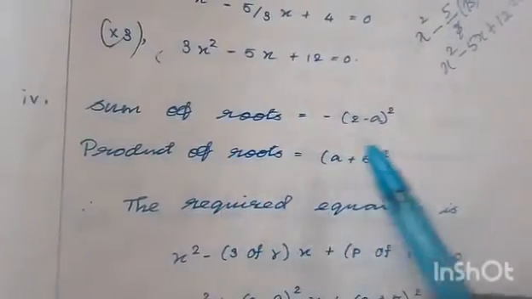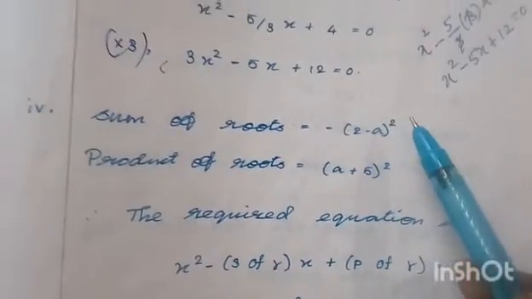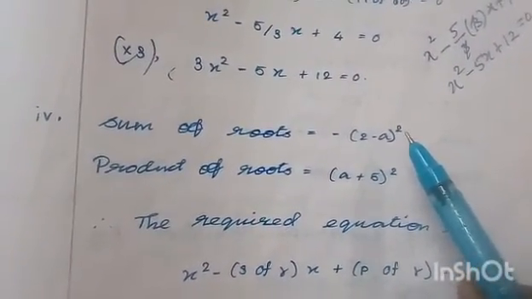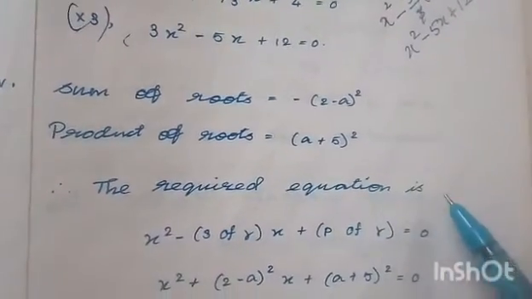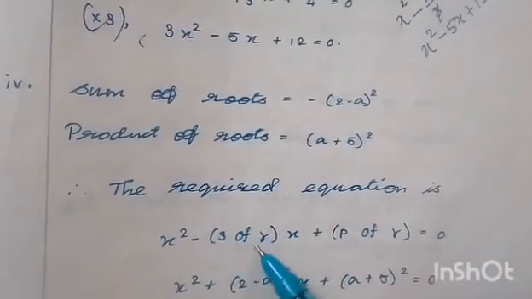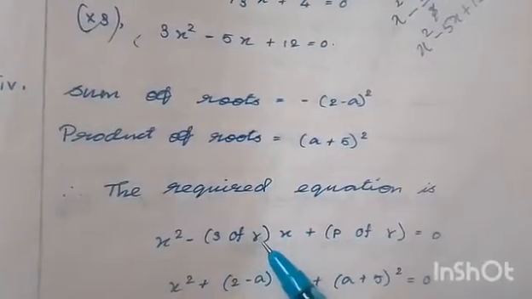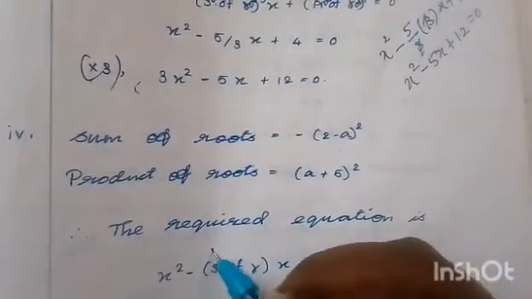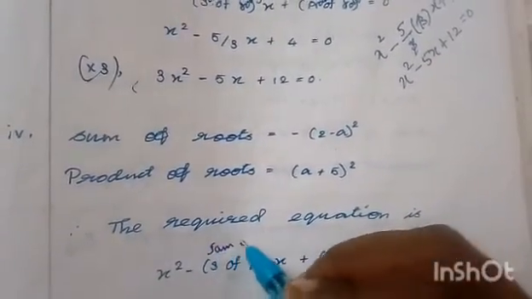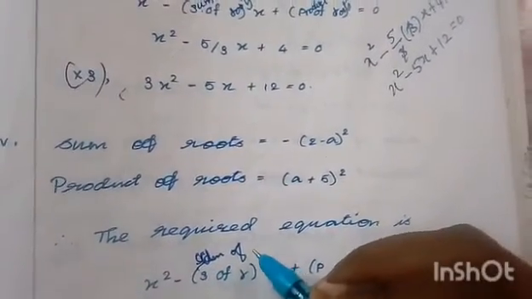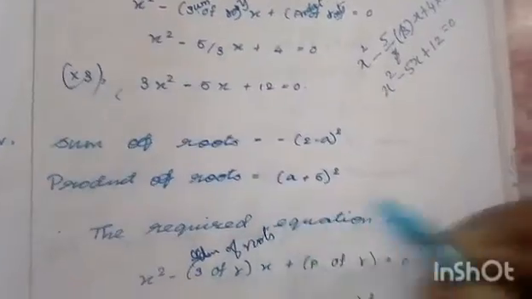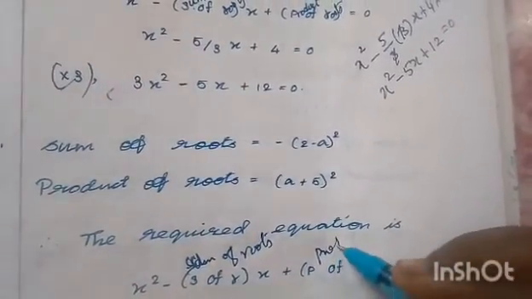Third question, sum of roots is equal to minus of 2 minus a, try it yourself. Fourth question, product of roots is a plus 5 whole square. The required equation is x square minus sum of roots. You have to write the full form. Sum of roots, and product of roots.